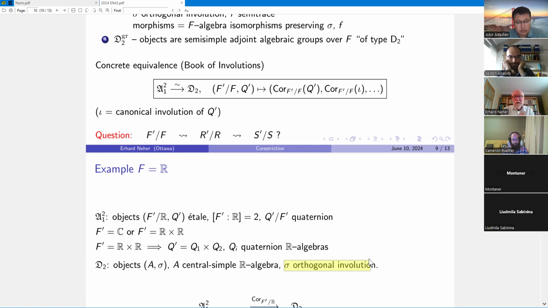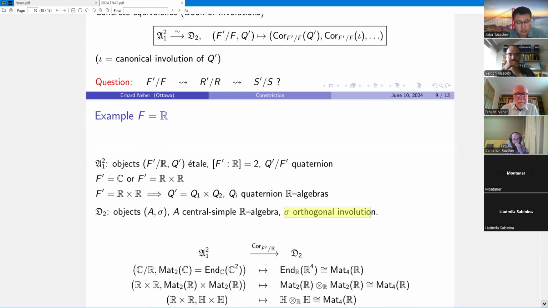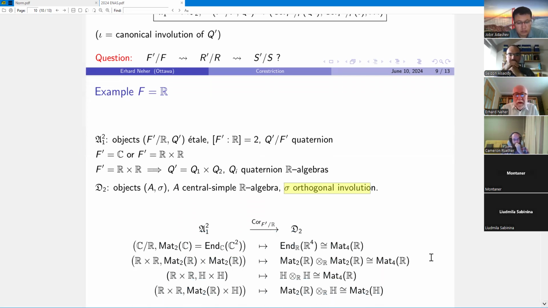So how does this equivalence look like? I will give you just how the corestriction works in this setup. Okay. So now there are, up to isomorphisms, objects in the category A1, 2.